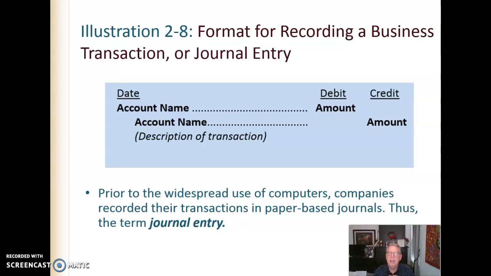And then we indent the credit. Okay, just like it's shown there. And we usually have a description of that transaction as well. So we call it a journal entry. We're good with that? Okay.